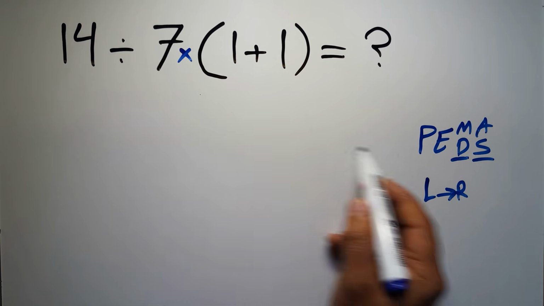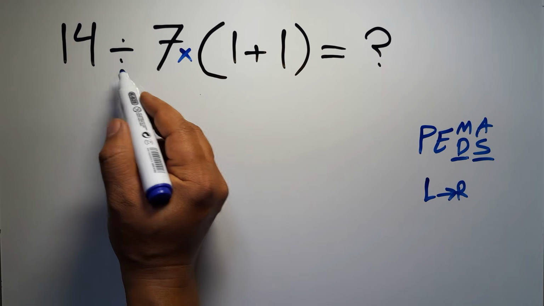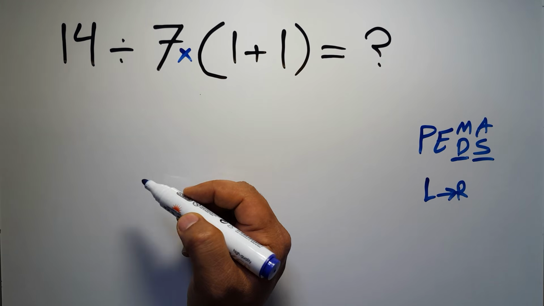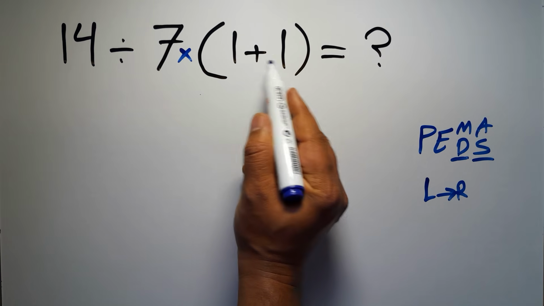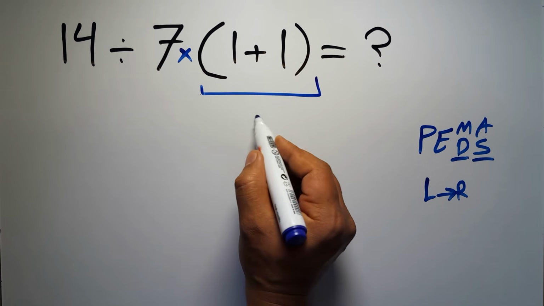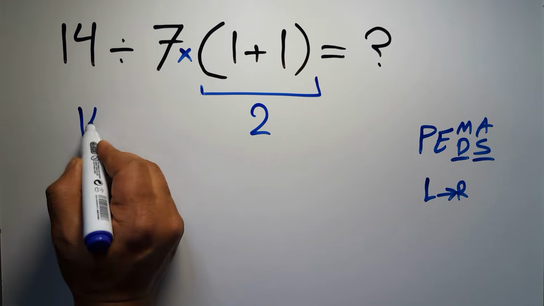Okay, so according to the PEMDAS, first we have to do this parentheses, then this division, and finally this multiplication. Okay, so first this parentheses. Inside this parentheses, we have 1 plus 1, which gives us 2. So 14 divided by 7, then times 2.